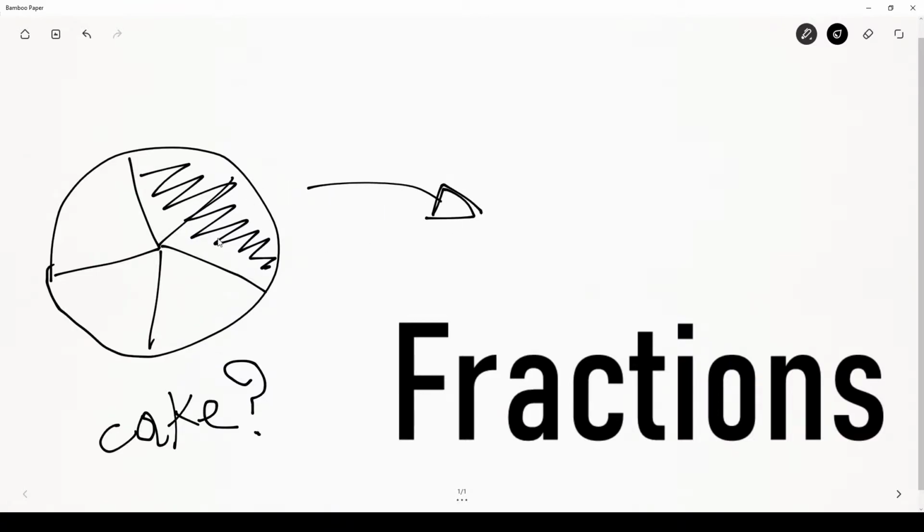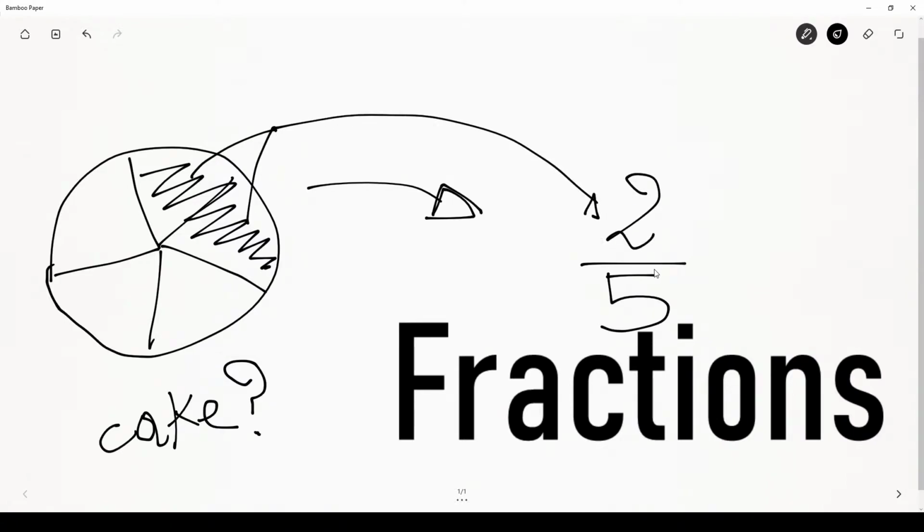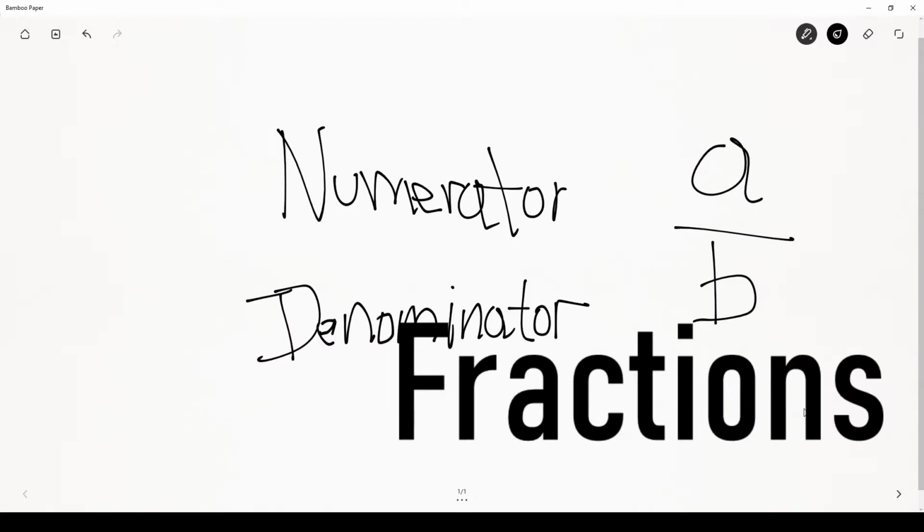First, we have to look how many parts make up this whole. We count them. 1, 2, 3, 4, 5 parts. 5 equal parts make this whole cake. And we want to take out 2. These 2. So we say these 2 are 2/5 of this cake. That is how we make fractions. And we call this number the numerator and we call this number the denominator. Like this.